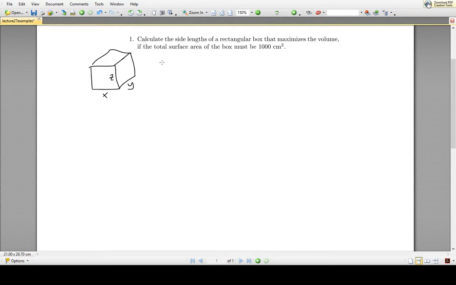So what is the function we're trying to maximize? The function we're trying to maximize is the volume, which is X times Y times Z. And the constraint is that the surface area of the box must be 1,000 centimeters squared.